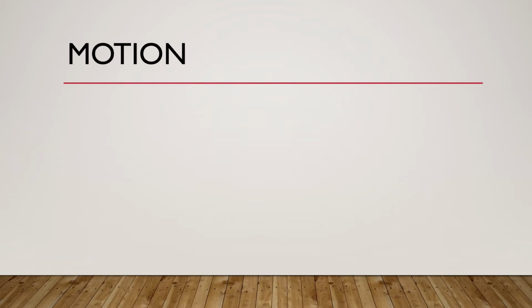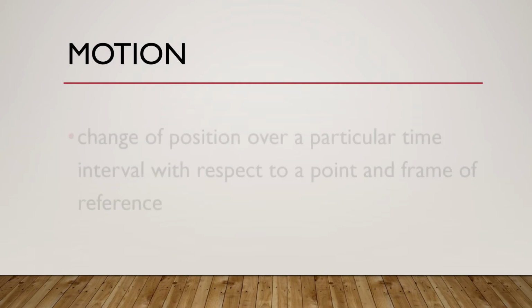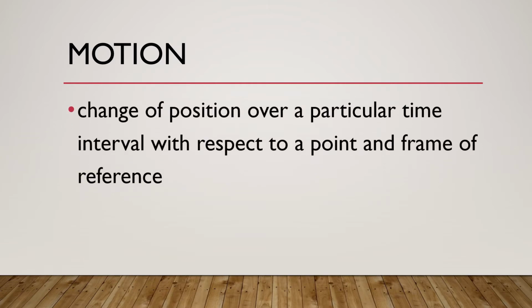Next. So we have here the motion. So what is motion? Motion is a change of position over a particular time interval with respect to a point and frame of reference. When we say motion, we have movement. There were changes in our direction. We moved away from the reference point. This means you traveled from your initial position to your final position.